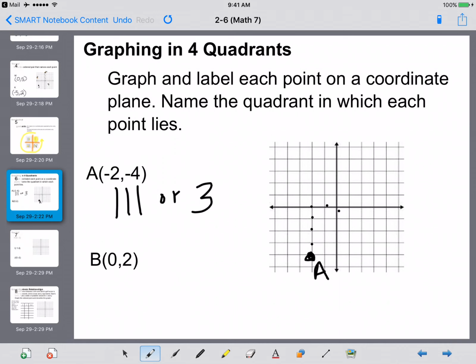B is on 0, 2. So left and right 0, then up 2. That's point B. Any point that is along the line 0 means that it is not in a quadrant at all. So this is no quadrant.